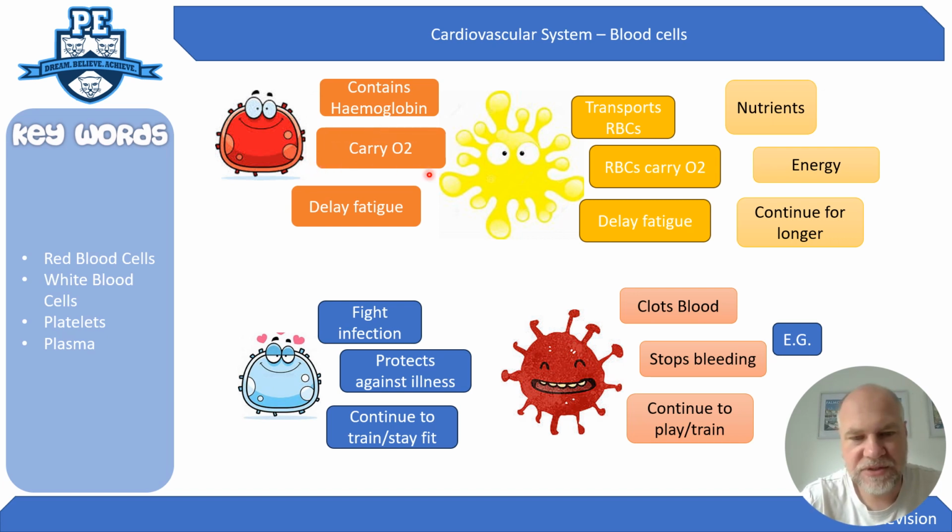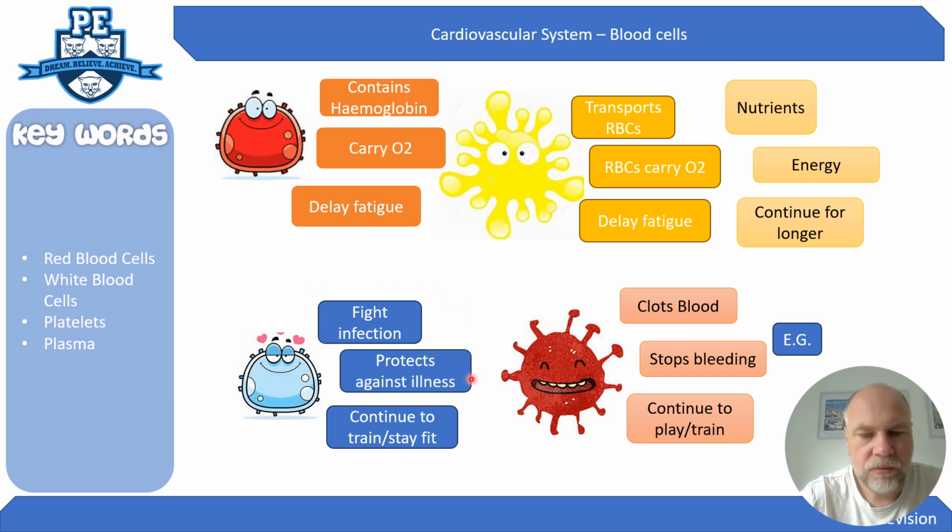The working muscles use it for respiration, which can delay our fatigue, allow us to work for longer and harder, etc., like we talk about all the time. The white blood cells are designed to fight infections and are part of our immune system.